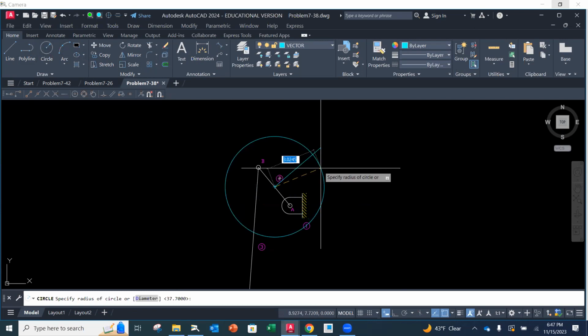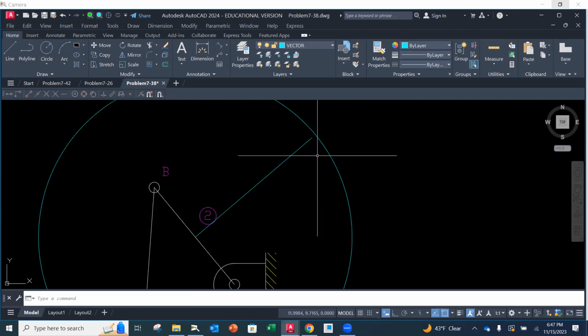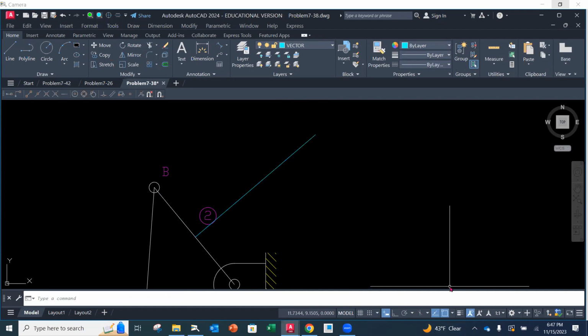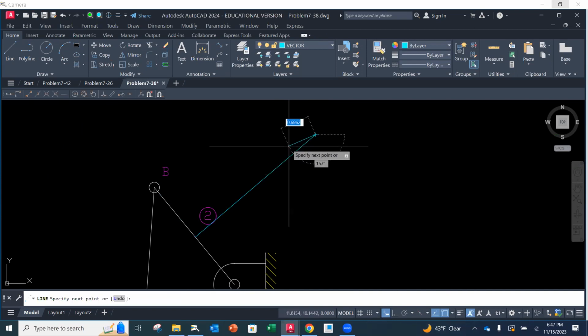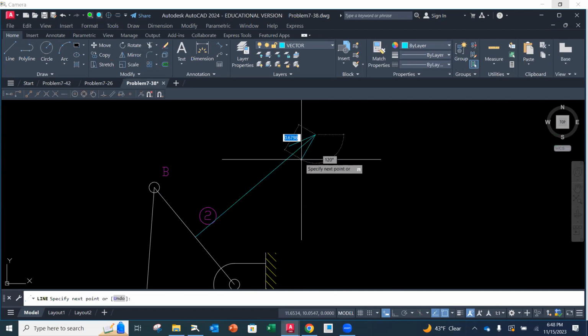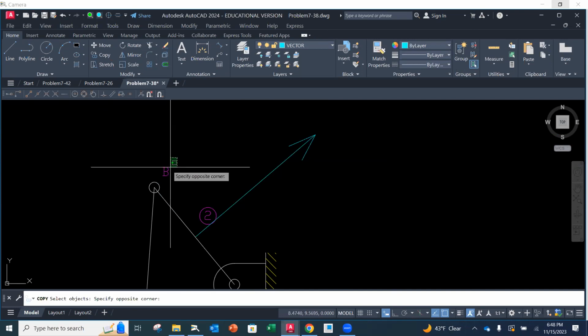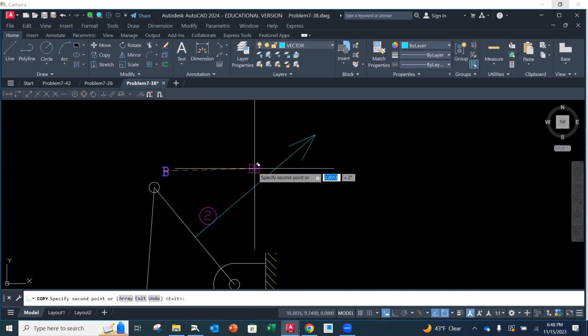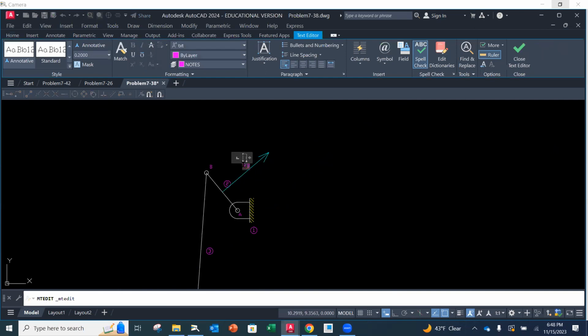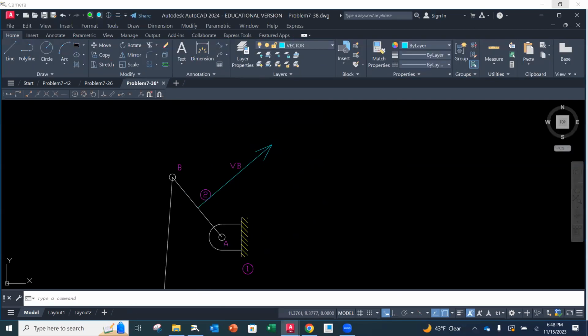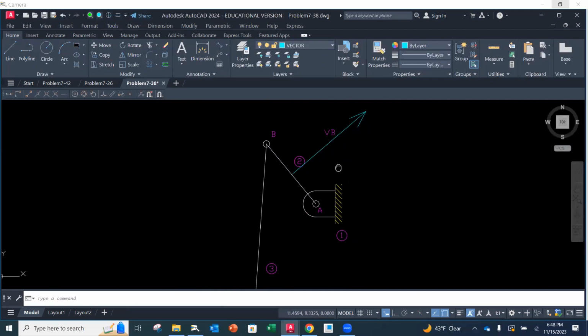And then we just have to remember to do the multiplication. Extend. There we go. Get rid of this. Put my arrowhead on. And then this is going to be my velocity of B. So that's the direction of that one.